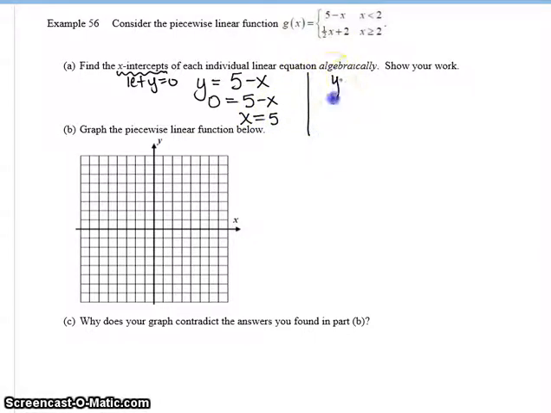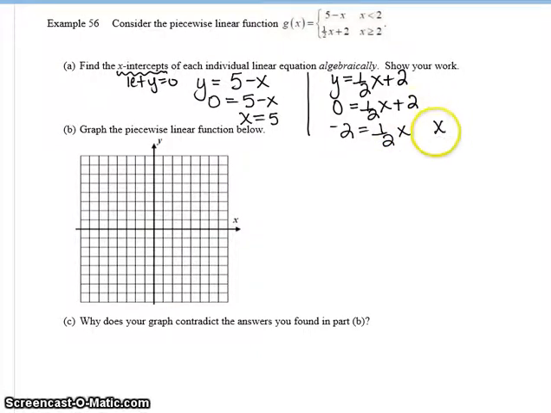Okay? I'm going to do the same thing for the other function that's given. So pretend it says y equals 1/2 x plus 2. Substitute in a 0 for the y, and now solve for x. So I subtract 2 to both sides, and I'm left with this. Now to get rid of 1/2, I multiply both sides by 2, and I'm left with x equals -4. So I have two x-intercepts, according to the algebra here. You're going to see something in a minute, of x equals -4 and x equals 5. Okay? All right.